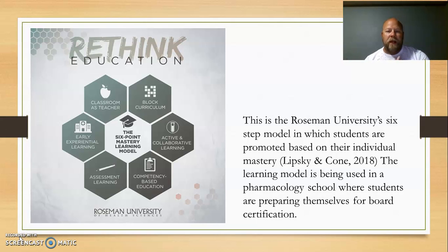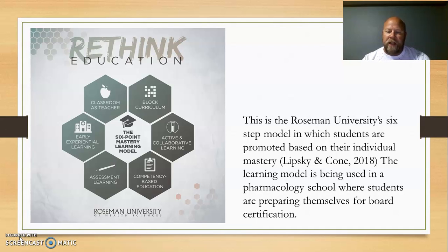The next one was from Roseman University. They built a 6-step model on mastery learning. But what they're using it in is their pharmacology school, where they're preparing students as pharmacists and getting ready to go out to get board certified. What they're trying to do here is give them all that baseline information, little by little, making sure they understand it before they get to that summative test of the board certification.